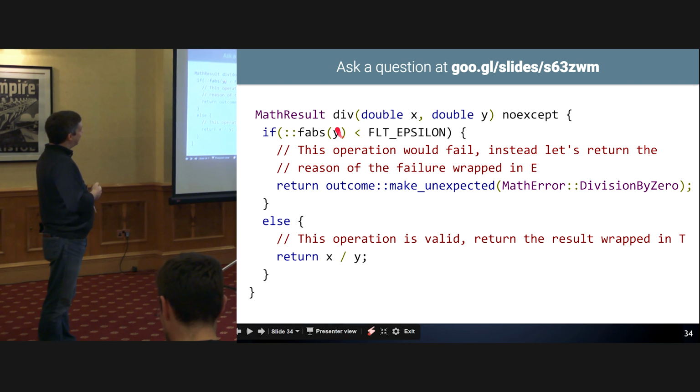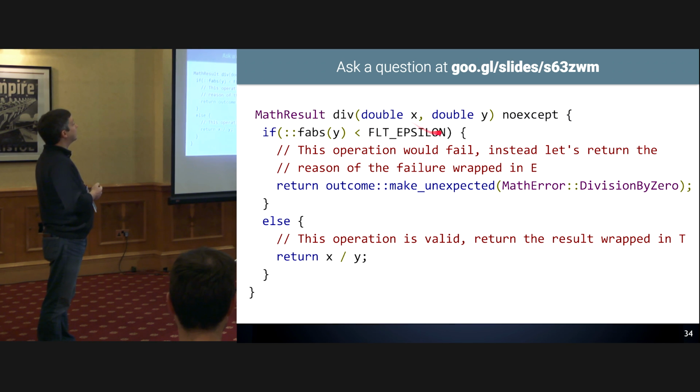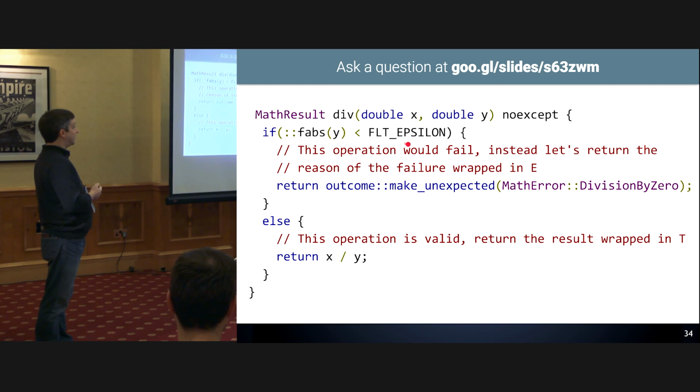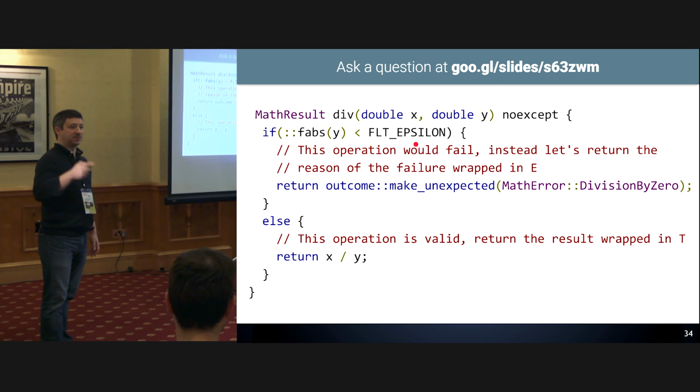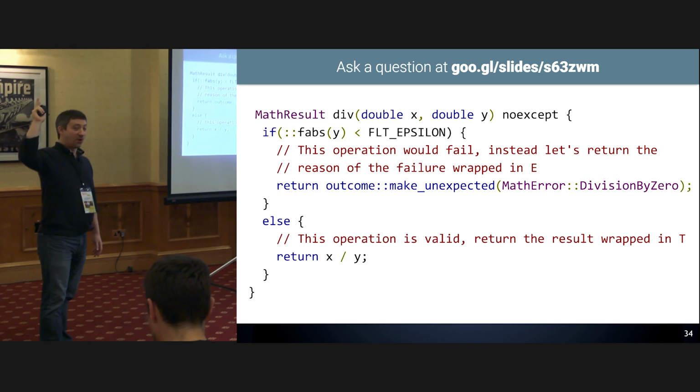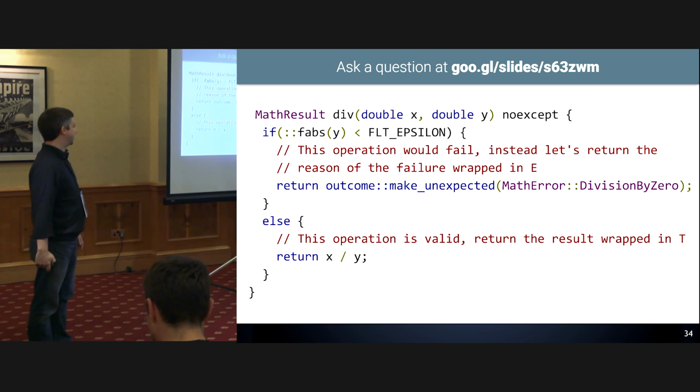Anyway, here's your div function, and it returns the expected that we had earlier as a math result, and it takes in a double x and a double y. And you might notice it's noexcept, so this thing can never ever throw exceptions. In here, we take the fabs of y, and if it's less than float epsilon, which, does anybody not know what the float epsilon macro is? You've all seen it before? Oh, you're very skilled, very skilled.